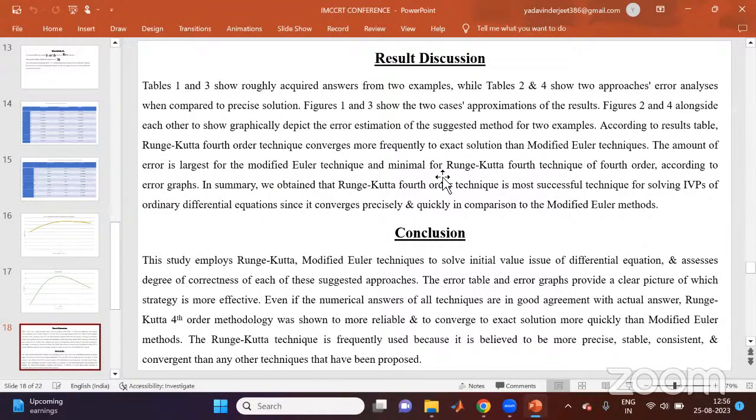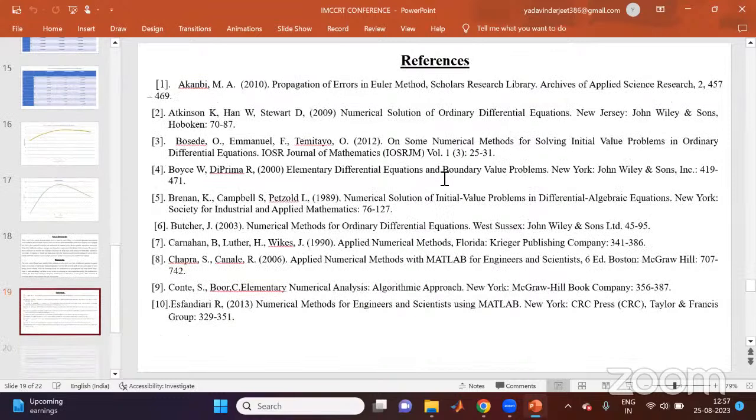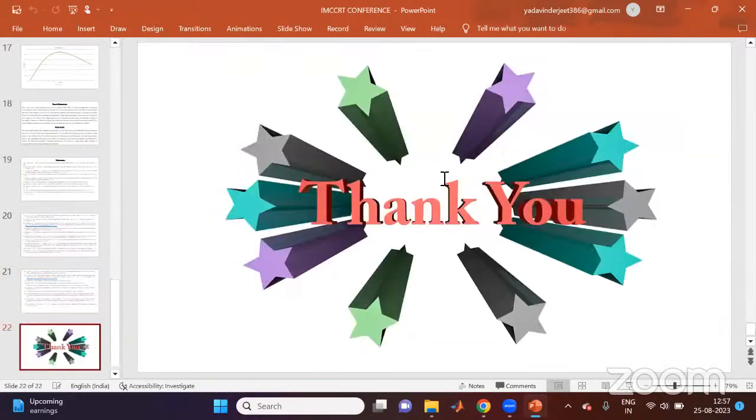The conclusion is this: the Runge-Kutta technique is more suitable and more stable than the modified Euler technique in terms of the amount of error, and it also requires fewer iterations and produces a small amount of error. These are the references of my PPT, and so, thank you.